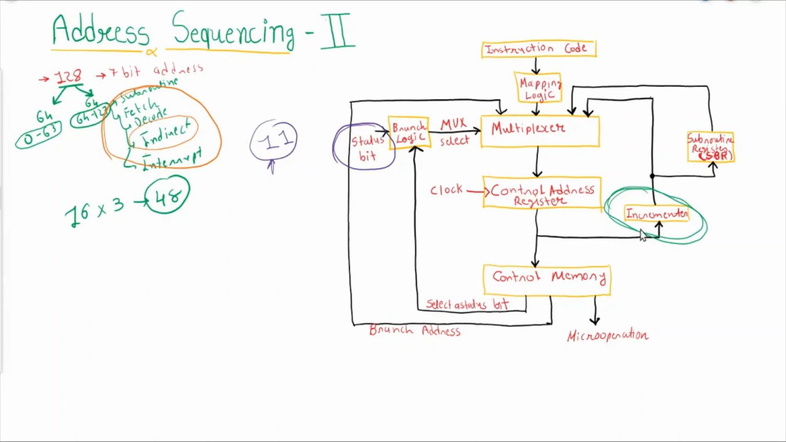And then at last we have discussed the subroutine register. Whenever we implement any routine, there should be a mechanism using which we can return to normal execution. That task will be implemented using the subroutine register. The subroutine register holds the return address. Once the routine is over, the multiplexer will not select any other source, but it will select the return address from the subroutine register, and then it will resume the normal execution. So this was all about address sequencing.